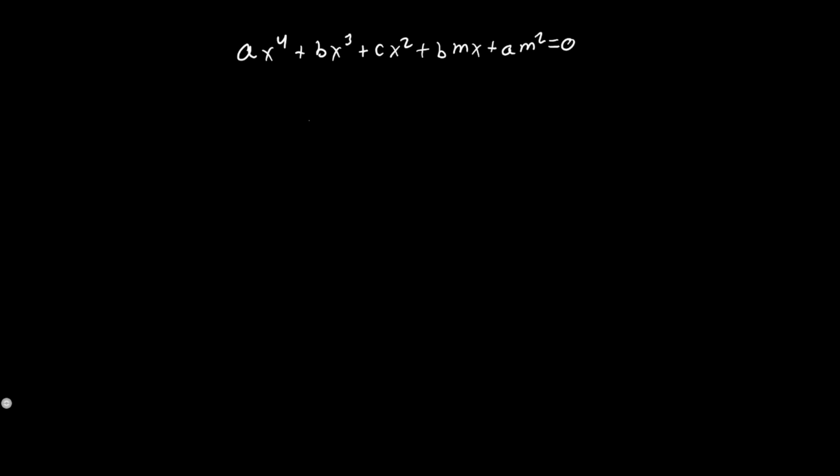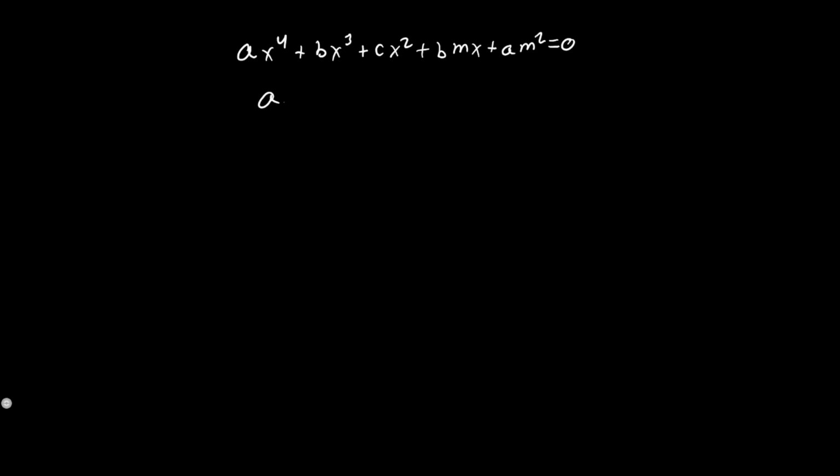Well, if we go back to my other video, we could simply solve this using Ferrari's method by depressing and removing the b x cubed term. But we're going to look at this specific quartic that is solvable without Ferrari's method. So we're going to divide the whole equation by x squared.